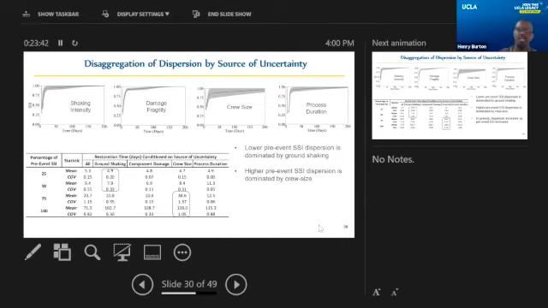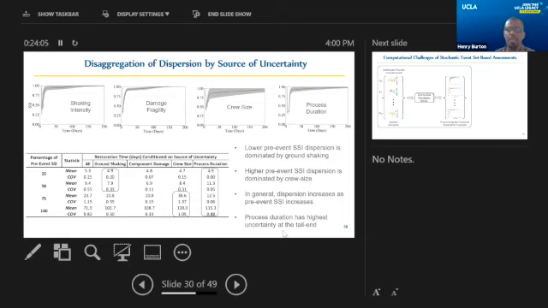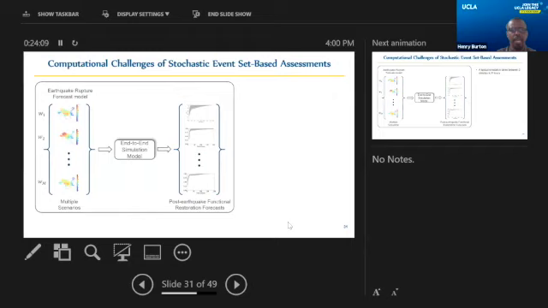And again, that makes sense, because at the lower pre-event SSI levels, most of the SSI is dominated by the damage that actually happened, and that damage is going to be affected more by the shaking intensity, whereas later on, you're going to be affected by how you schedule your crews to do the repairs. And in general, the dispersion increases as the pre-event SSI increases, and then the process duration has the highest uncertainty in the very tail end.